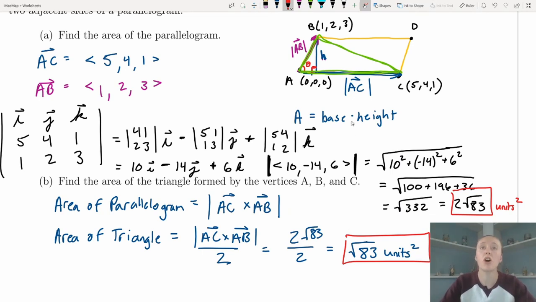And again, this is all based on the fact that area is base times height. We know our base length because that's just the magnitude of our vector. To get the height, that's the magnitude of our vector multiplied by the sine of theta. That gives us our height. And when you put that all together, that is a definition. The magnitude of u cross v equals the magnitude of u times the magnitude of v times the sine of theta. So this is a really cool application of using that definition.